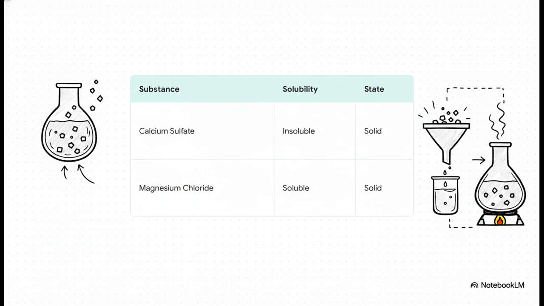By dissolving this solid mixture in water, we can easily filter out that insoluble calcium sulfate first. Then, we just use the crystallization method we literally just talked about to extract the soluble magnesium chloride from the remaining liquid. It's essentially a perfect 1-2 punch of separation techniques.